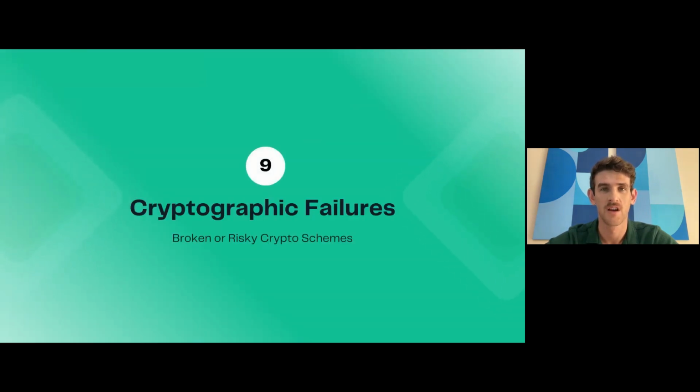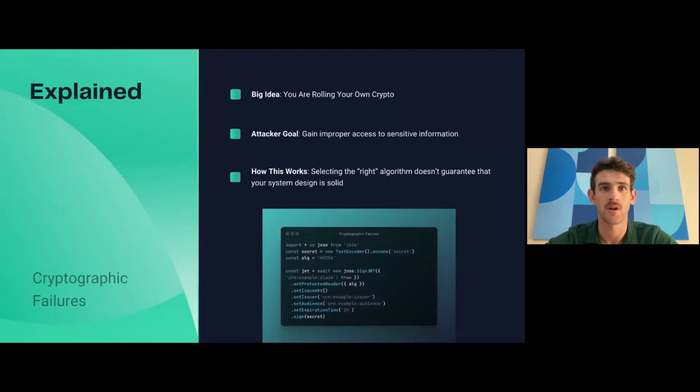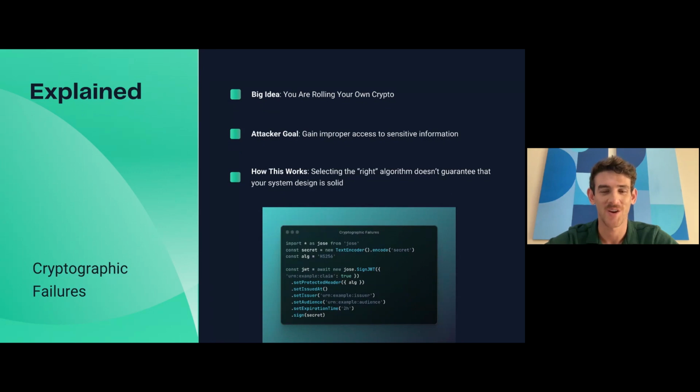Number 9 is cryptographic failures. So this, again, is another type of vulnerability class, but specifically we're going to be looking at one, which is called hard coding passwords. So the big idea here is that while people typically say in the meta, you shouldn't roll your own crypto, in some ways you are, because you need to select the right algorithm and ensure you're using it appropriately. So the attacker will typically try and get access to sensitive information by skirting around the way you've set up your authentication, even if you are using a valid crypto algorithm.